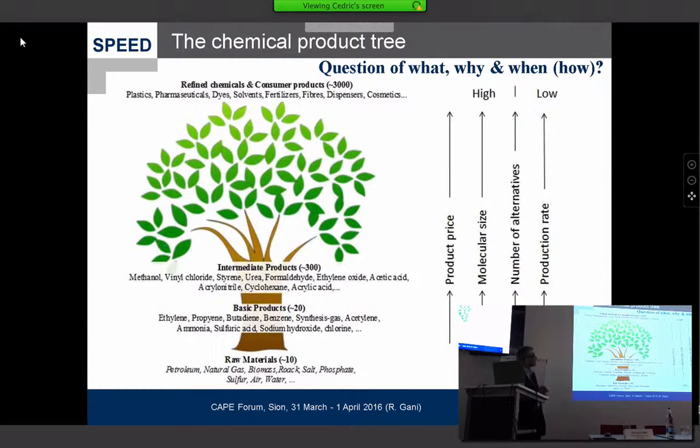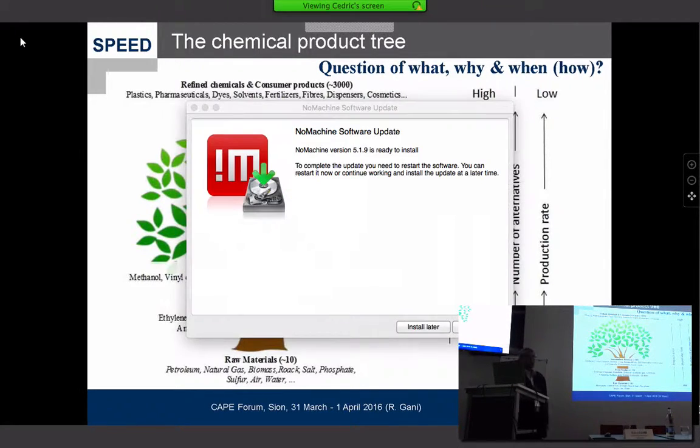So one of the questions that one can ask is what, why, when, and how. And also one can see that if we go higher, these products have higher price than these products. So if we want higher value products, we always need to go up, and we need to look for the raw materials below so that we can make a profit. And then you can see here the product price increases as we go up. The molecular size also increases as we go up. Number of alternatives also goes up. On the other hand, the production rate goes down. We need to make less for higher value products. So these would be then batch processes, these would be continuous processes.